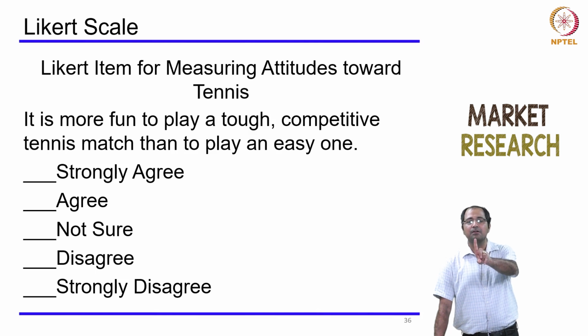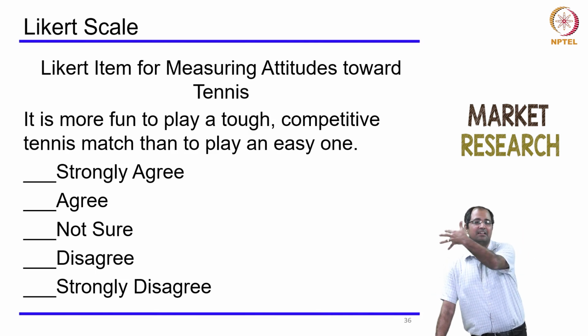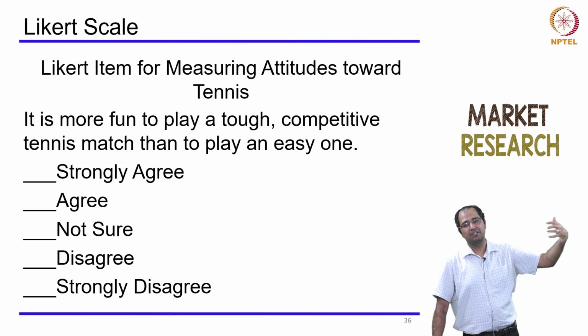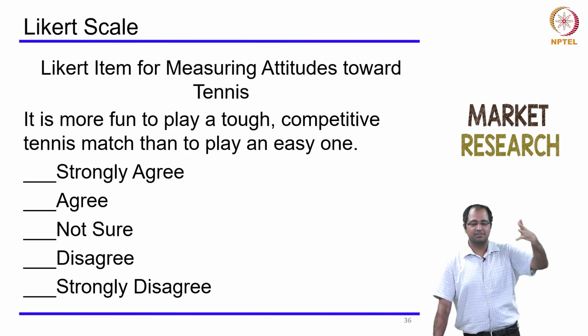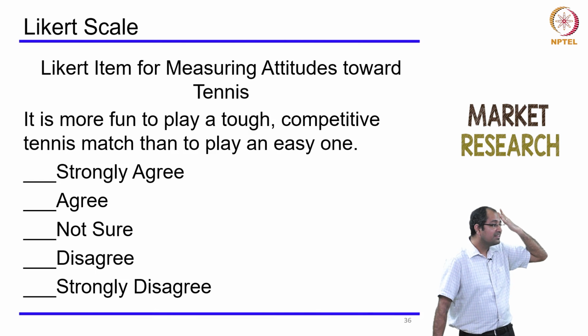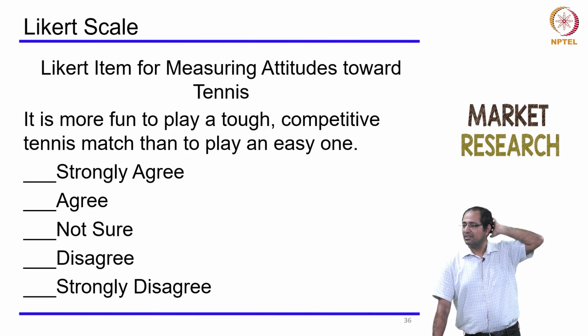Then it will be called single item Likert. Likert format of answering is strongly agree to strongly disagree, 5-point scale, 7-point scale. This is Likert. There was a social scientist, I forgot his full name. Second name was Likert. Rensis Likert. So he gave that particular format.